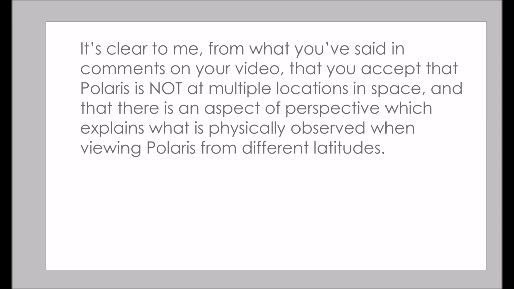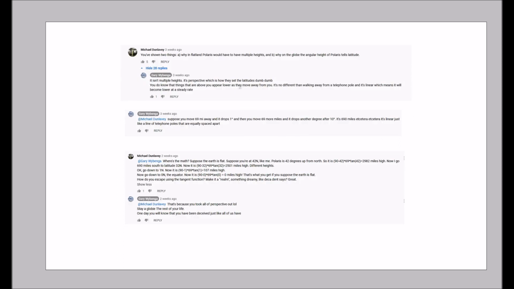Gary, it's clear to me from what you've said in comments on your video that you accept that Polaris is not at multiple locations in space and that there is an aspect of perspective which explains what is physically observed when viewing Polaris from different latitudes. These are some of the comments that you left. "It isn't multiple heights." I'm assuming you mean from that then, I'm assuming you agree that Polaris is at a single location in space somewhere. Let me know if you don't agree with that. And then you add "its perspective, which is how they set the latitudes. You do know things that are above you appear lower as they move away from you."